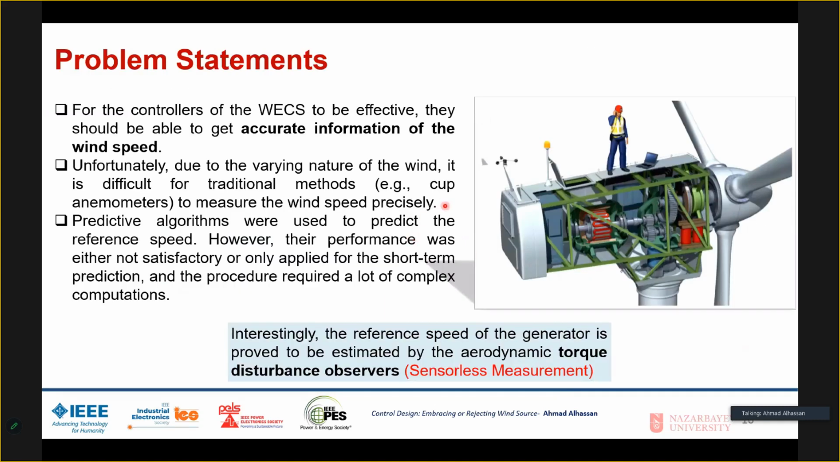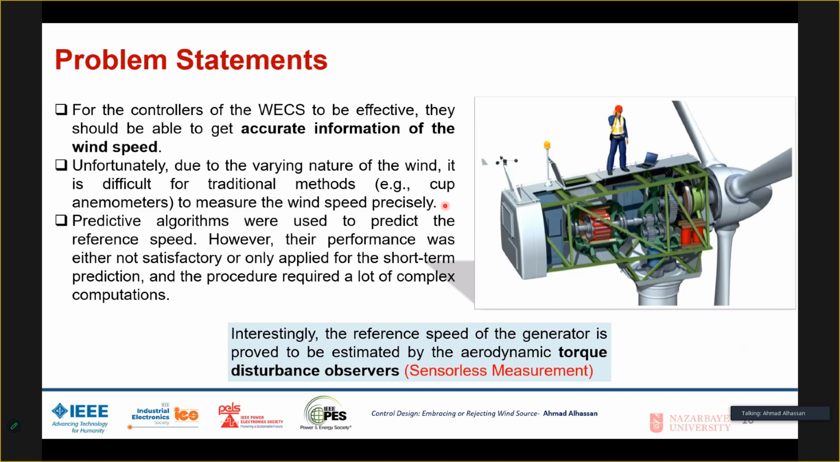So we now explain the problems. What is the problem associated with this wind? We can see, especially with this setup, that the wind is varying. The nature of the wind is changing. So how do we have our own control to cope with this varying nature of the wind?